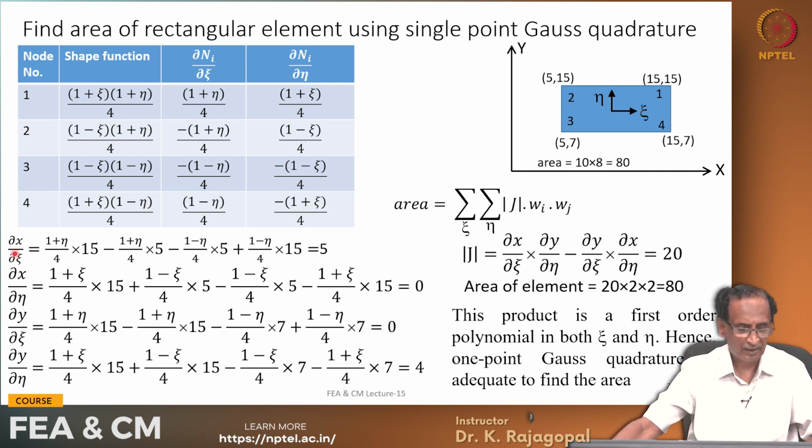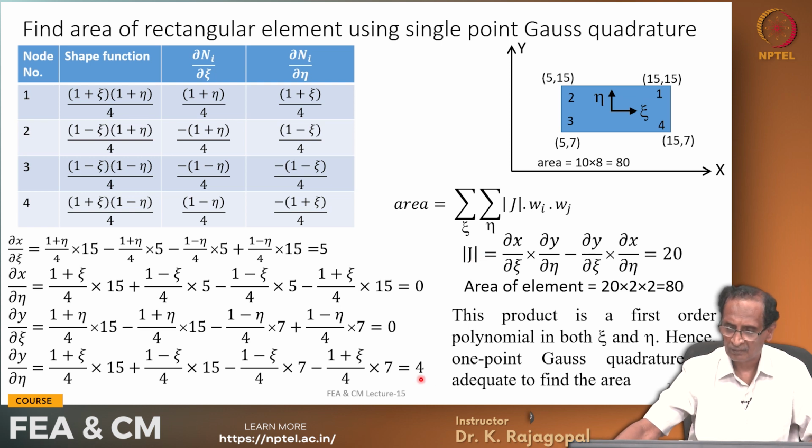So this ∂x/∂ξ is 5 and ∂y/∂η is 4, and this 5 is coming from the half length. See, the length along the x axis is 15 minus 5, that is 10, and 10 divided by 2 is 5. Okay? And the length along the y axis is 15 minus 7, that is 8, divided by 2 is 4.